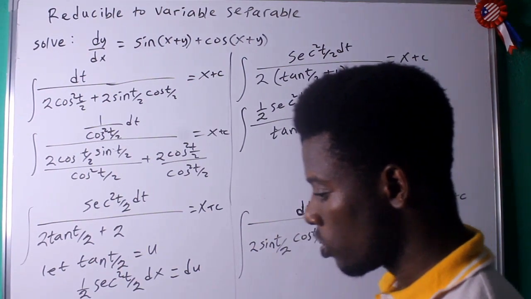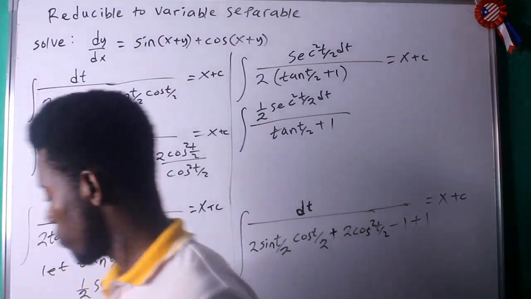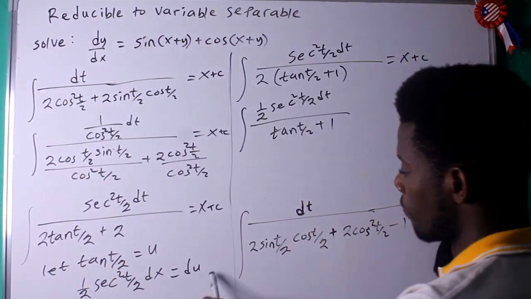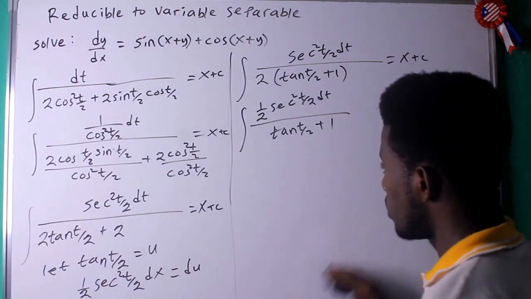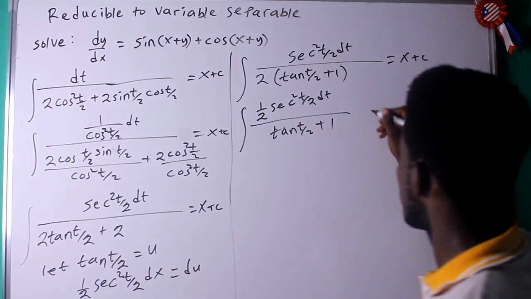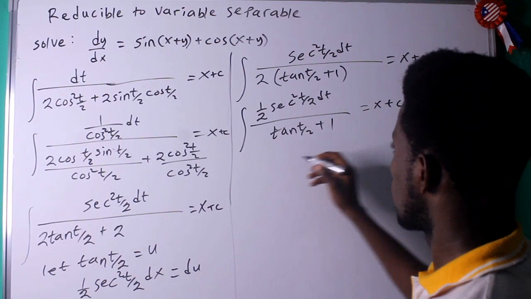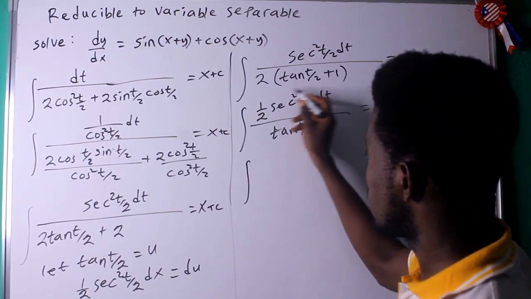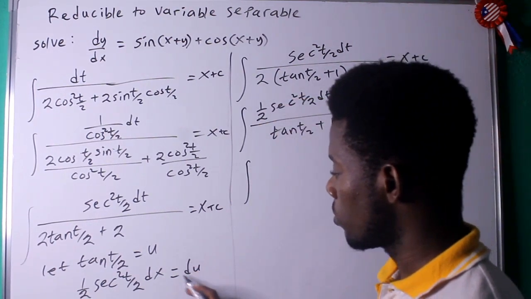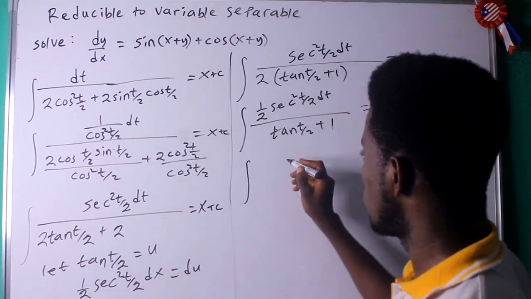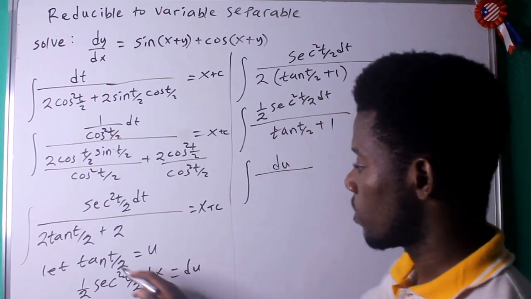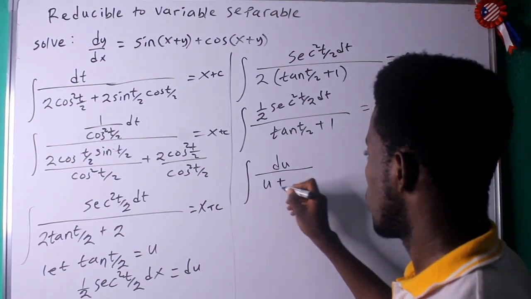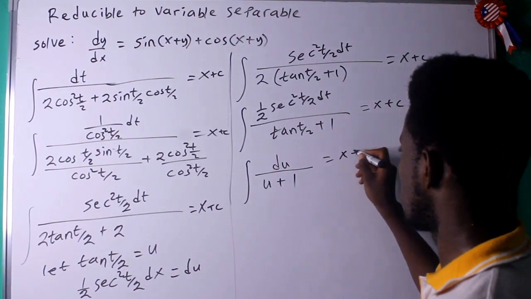And then when you do the substitution, because we've already done the substitution, we have du is half of secant square t over 2 dx. So I just want to replace that. This is equal to x plus c. So we have the integral of this entire expression over here, according to this substitution, is du. So you have du all divided by this entire expression, which is u. So you have u plus 1 is equal to x plus c.